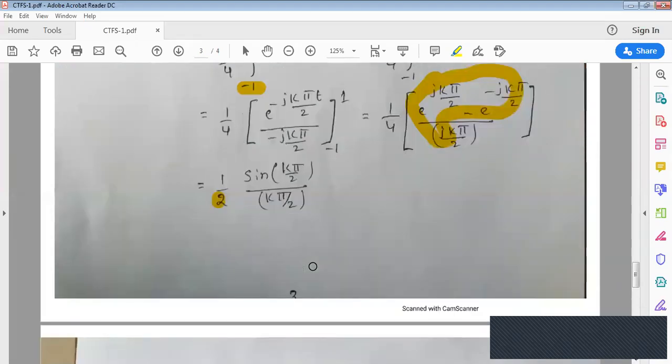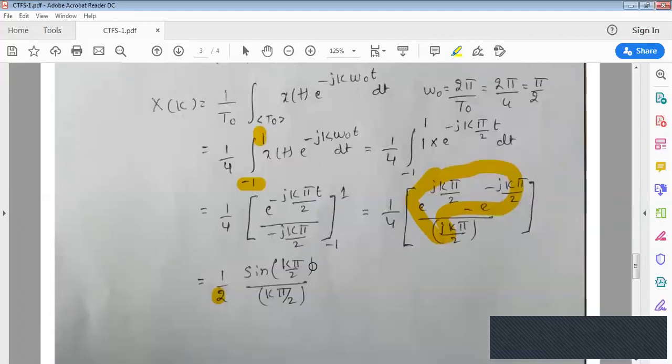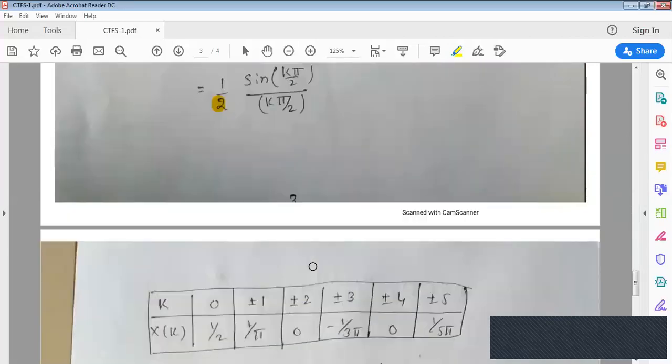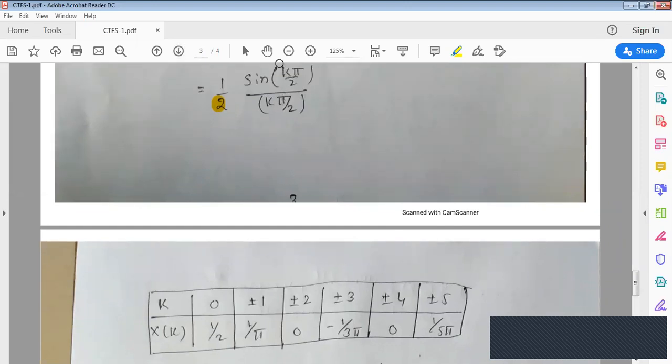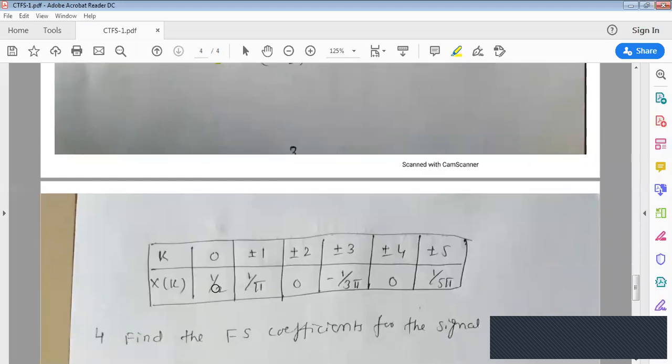Okay. Now what do you do? Give values for k and write the x of k. I'll just go to the next step. So k equal to 0. What is sine of 0 by 0? Limit as theta tends to 0 of sine of theta by theta is equal to 1. Therefore, when you give k equal to 0 in this equation, this entire term becomes 1. 1 multiplied by 1 by 2 will become 1 by 2.